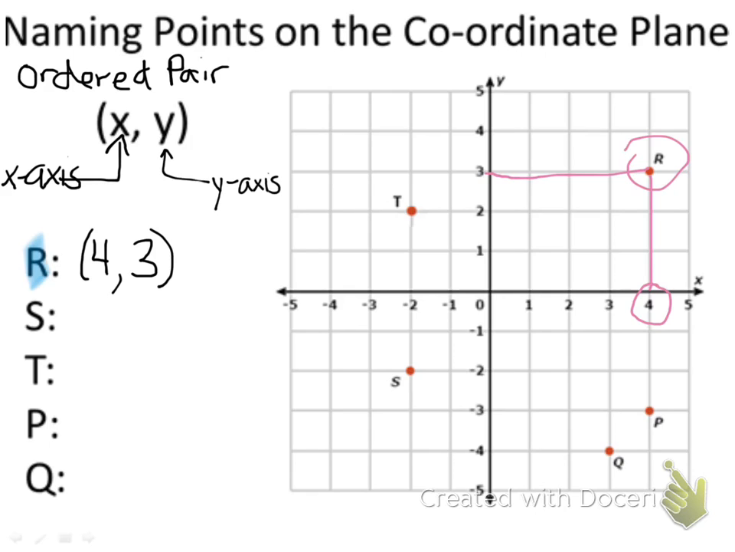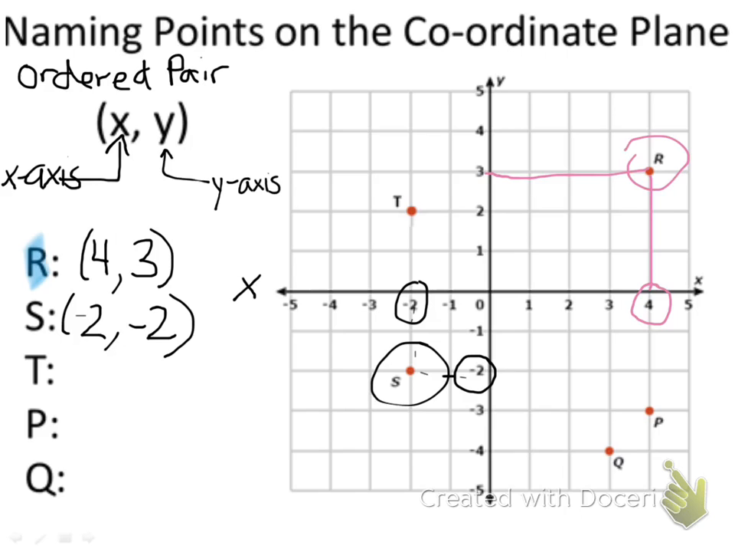Now let's do point S. Point S is down here. Alright, along the x-axis, remember this is our x-axis here. So S, if I move up, you can see S is at -2 on the x-axis. And then I do the y-axis, which is this axis here, the one that goes up and down. And we can see that S is at -2 on our y-axis. So the ordered pair for S is -2, -2.